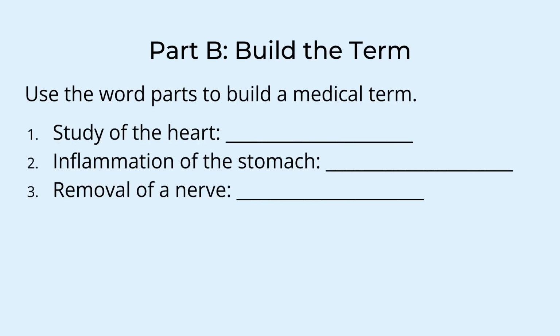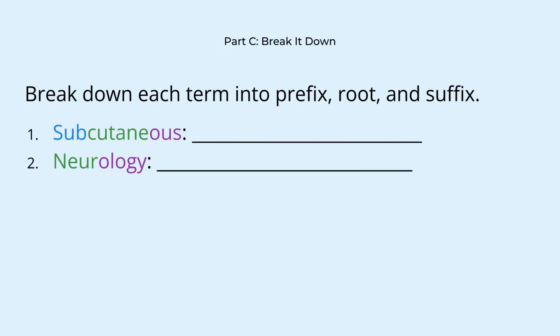Now let's review Part B. The study of the heart is cardiology. Inflammation of the stomach is gastritis. Removal of a nerve is neurectomy. Pause the video and answer Part C.